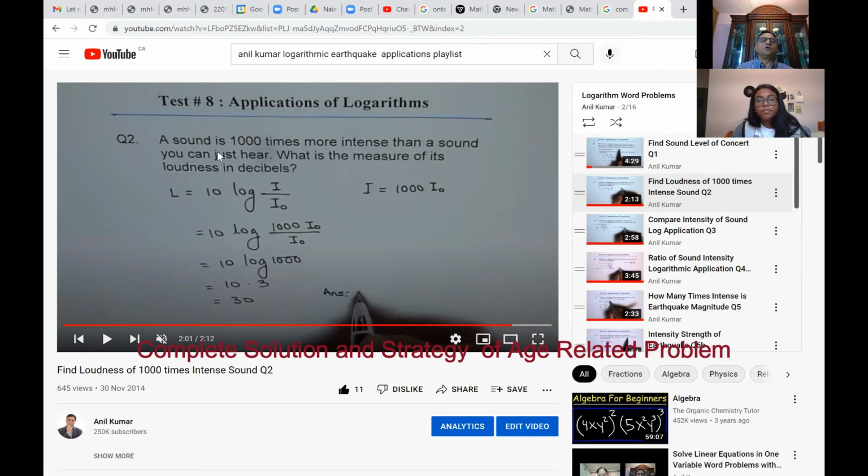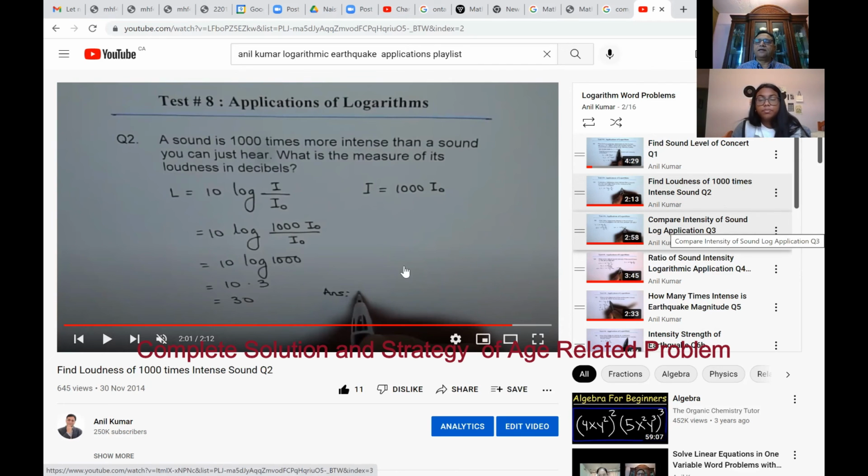A sound is 1,000 times more intense than the sound you can hear. So 1,000 times I0. The value was not given because I0 cancels. You see that? I0 is what you can hear, and 1,000 times I0, they just cancel. So log of 1,000 is 3. So 3 times 10 is 30. So loudness is 30. Is that clear to you?